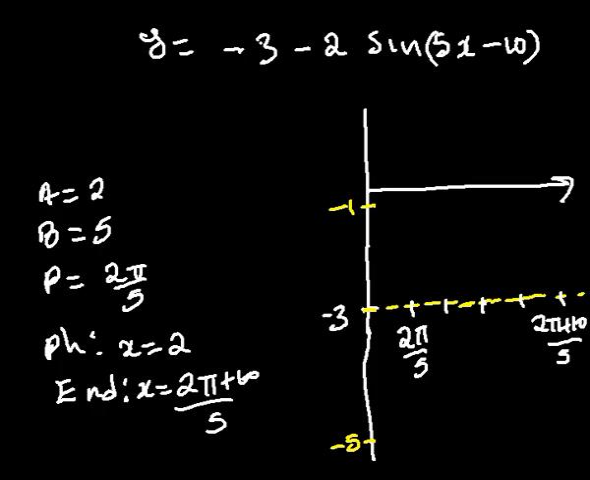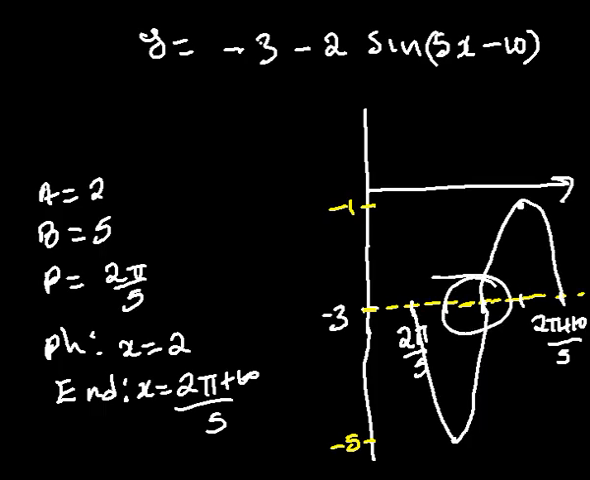But now the graph has to go like this, and like this. So the graph will go like this, like that, and like that. So that's how the graph has to be.